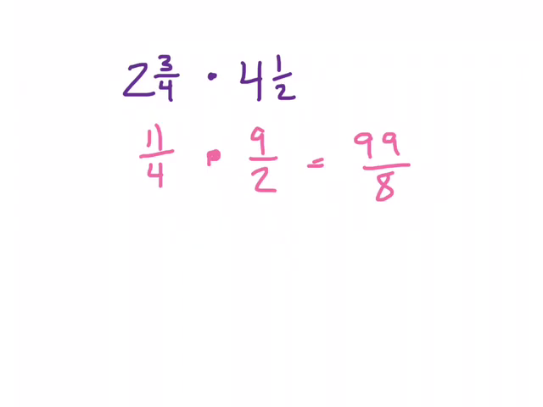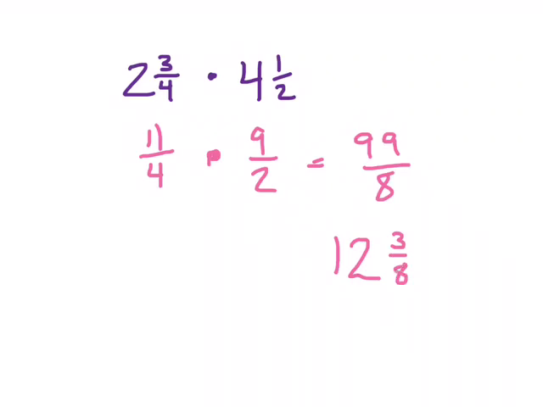From here, I definitely want to put my answer in simplest form at the very least. And in this situation, I actually can't simplify it. It's already in simplest form. But I might also want to convert it back to a mixed number. So I might ask myself, how many times does 8 go into 99? And the answer is going to be 12. So there's 12 wholes in there. And 12 times 8 is 96. Meaning there's 3/8 remaining. So this is going to be 12 3/8.